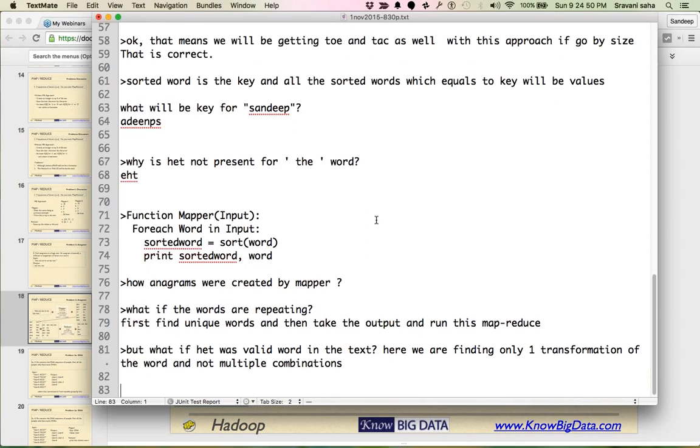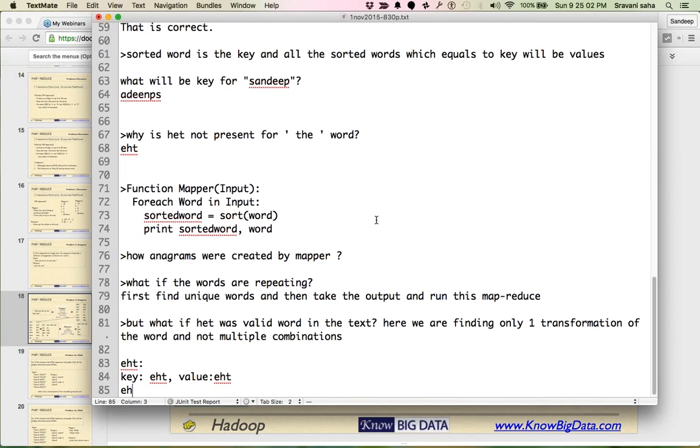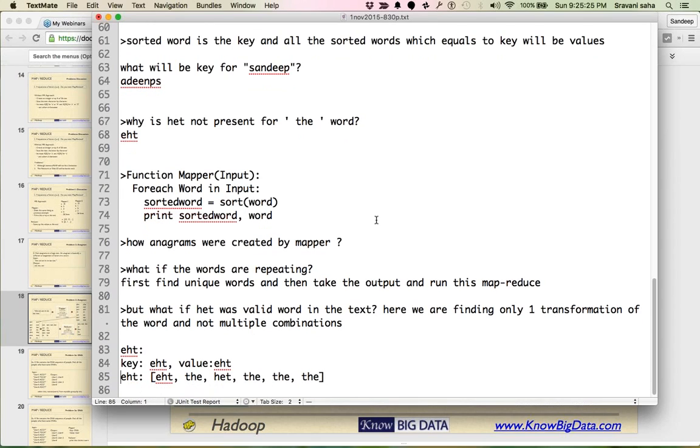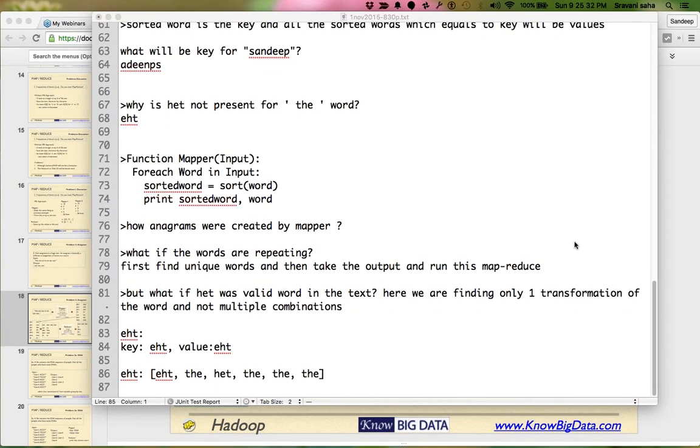In case of EHT, the key will be EHT and the value will be EHT. When Hadoop groups all the values for the EHT key, it will have EHT as well as THE, right? If it has found THE also, or maybe somewhere it might have found HET, and maybe it has found THE again, and so on. This is what would happen. Does it make sense, Ganpati?